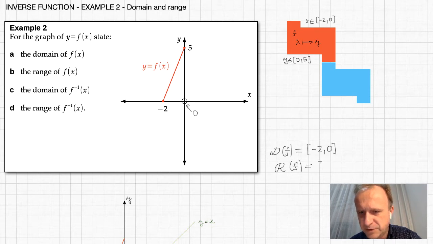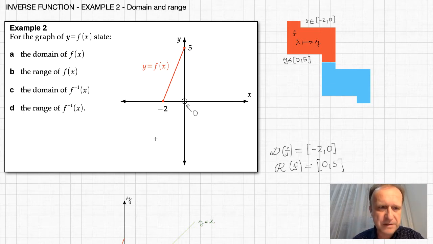So the range of the function f consists of all real values between 0 and 5, including the endpoints of the interval. Okay, so that's part A and B. In part A we answered what the domain is, in part B we answered what the range of this function f is. Now parts C and D address the inverse of f.